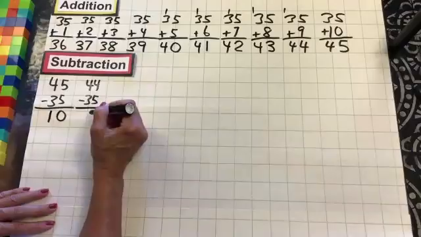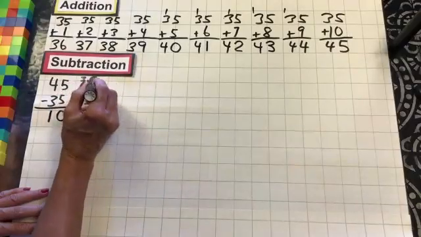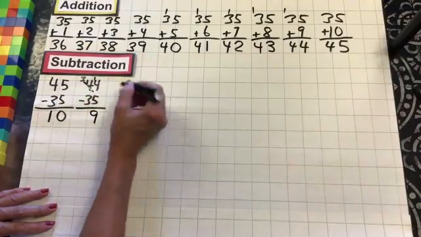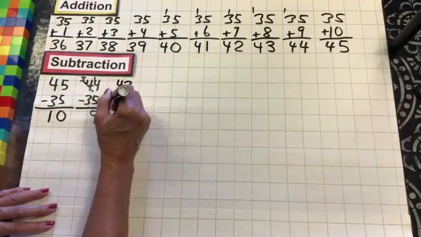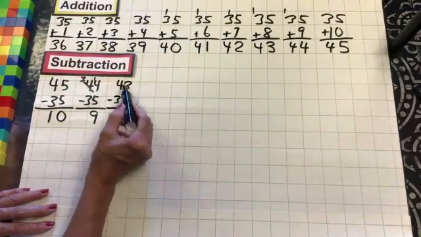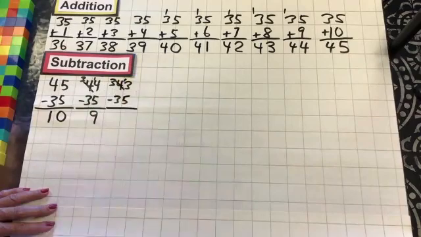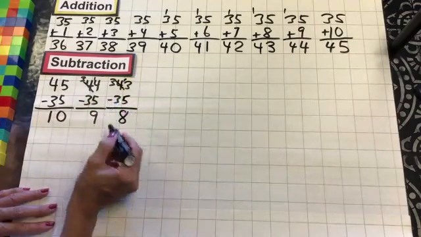4 minus 5, we can't do that. So we have to borrow from the 4, leaving 3, making that 14. 14 minus 5 is 9. And 3 minus 3 is nothing. All right, we got 43 minus 35. We can't take 5 from the 3, so we borrow from the 4, leaving 3, making that 13. 13 minus 5 is 8. 3 minus 3 is nothing.